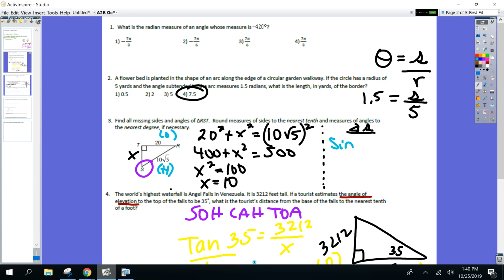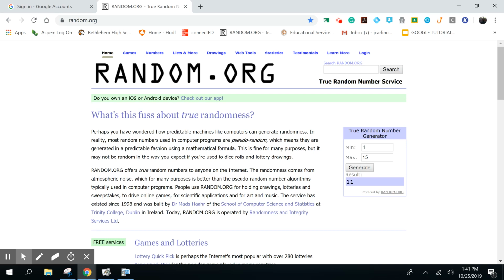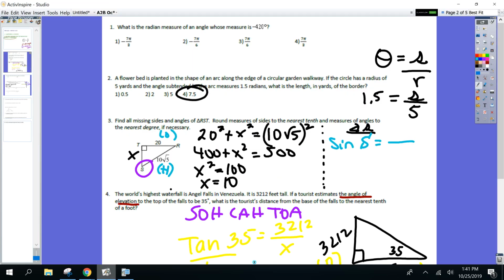Not yet, I'm not there yet. Sine, I want to set up the equation first. Sine of S, or if you guys want to put X, I'm all right with that. Sine of S equals, put the correct sides over each other. Sine is opposite over hypotenuse.